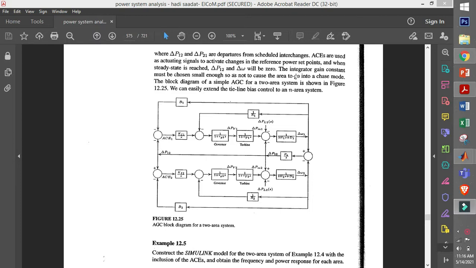Today we will see that in the double area, we are using this integral controller that you can see here. This is KI1 and this is integral control, another integral controller. This means both areas have their own integral controller.